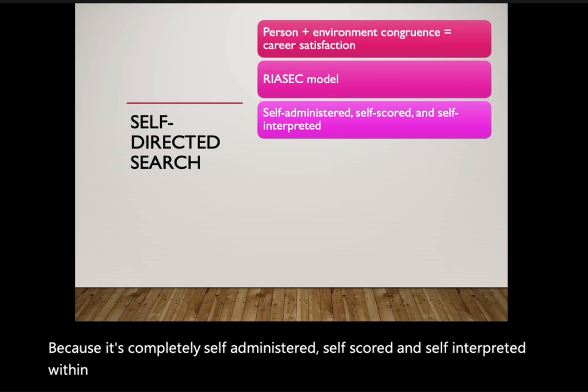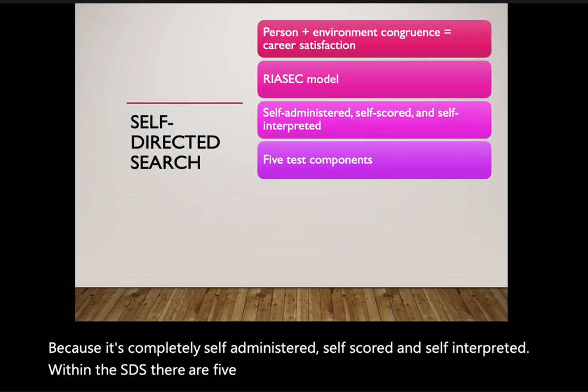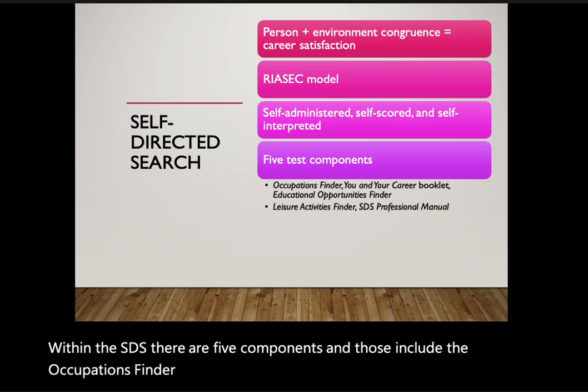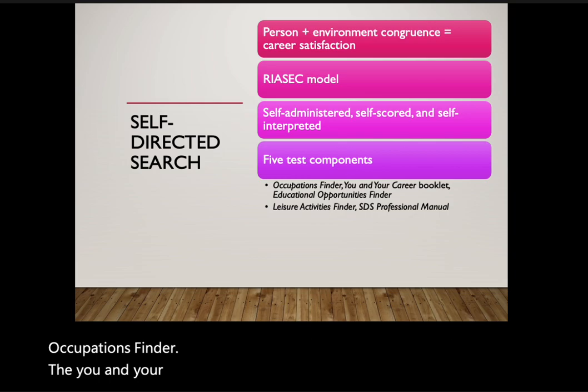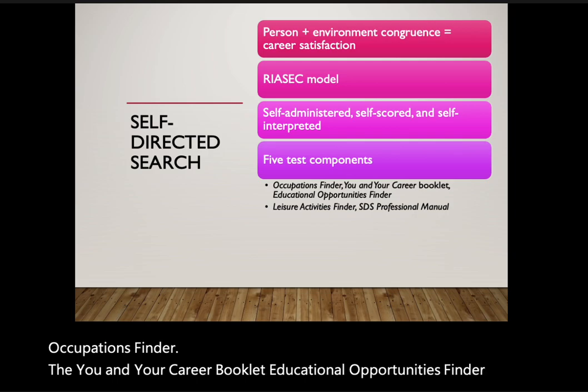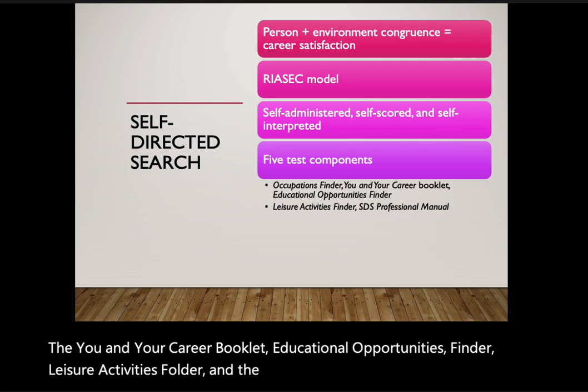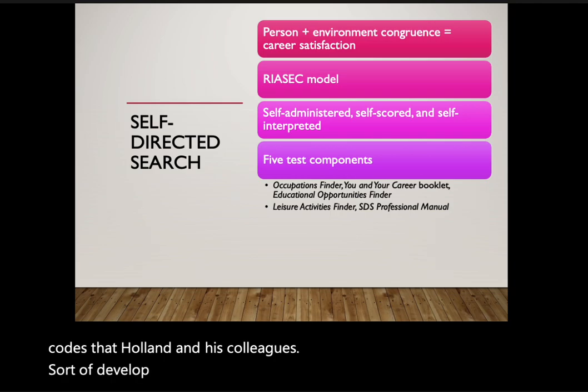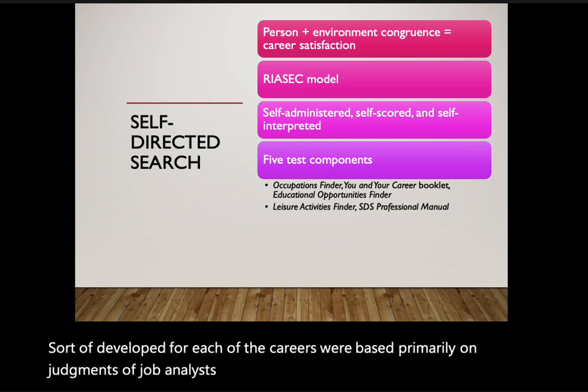Within the SDS, there are 5 components, and those include the Occupations Finder, the You and Your Career Booklet, Educational Opportunities Finder, Leisure Activities Folder, and the SDS Professional Manual. Many of the codes that Holland and his colleagues developed for each of the careers were based primarily on judgments of job analysts and not on research.